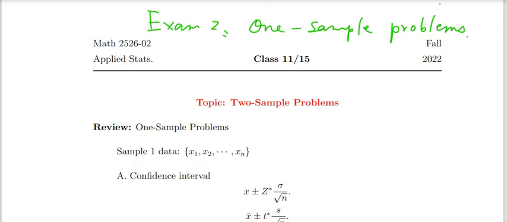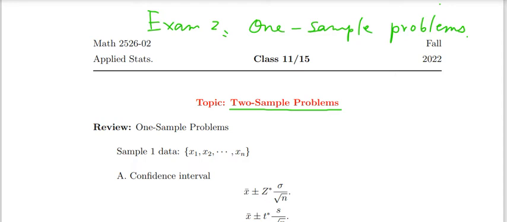Okay, so exam 1 is probability, the population. Exam 2 is about statistics. So first, we can say the one sample problem. Once we have data, we can do this, we can do that. Then from now, we will move to other problems. So we have one sample problems, then two sample problems, and many sample problems. So today's topic is two sample problems.